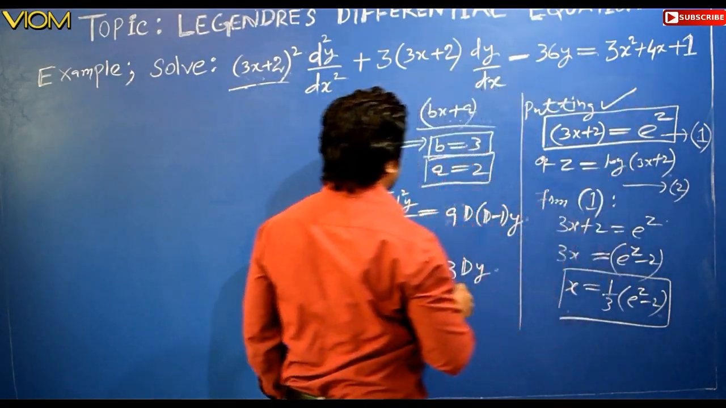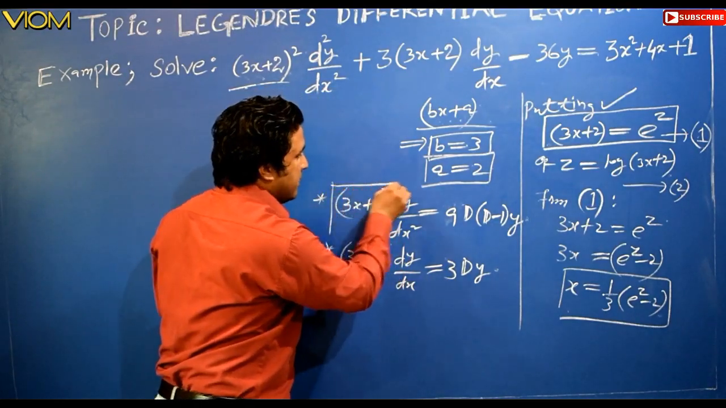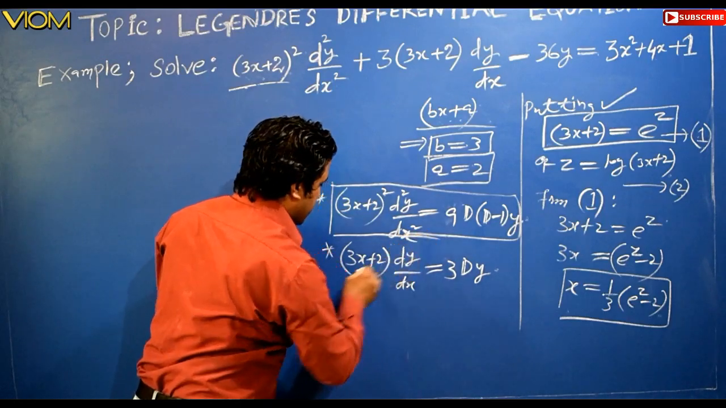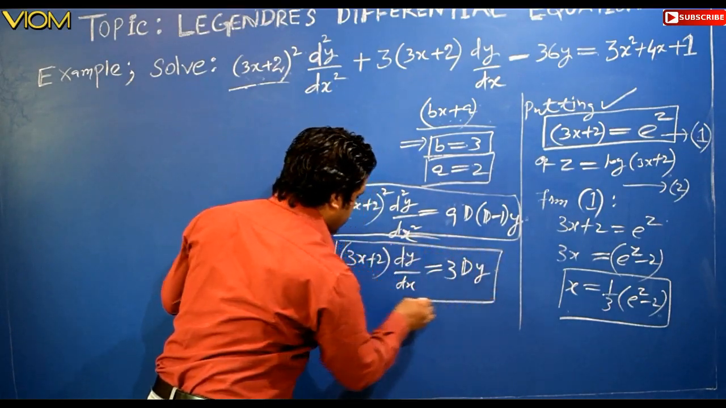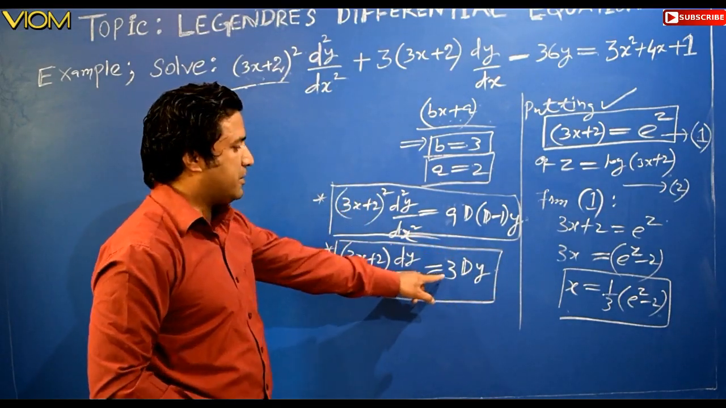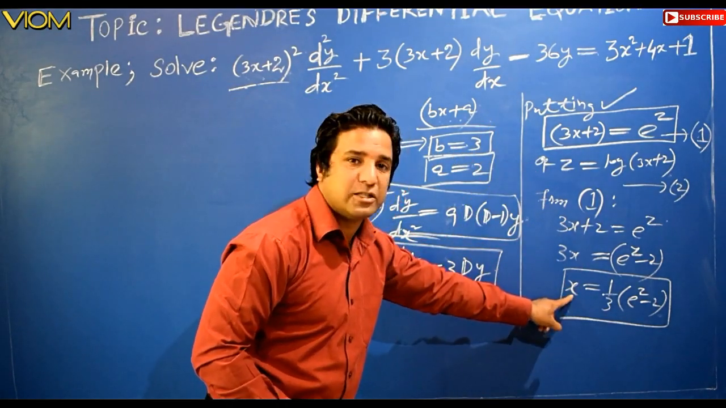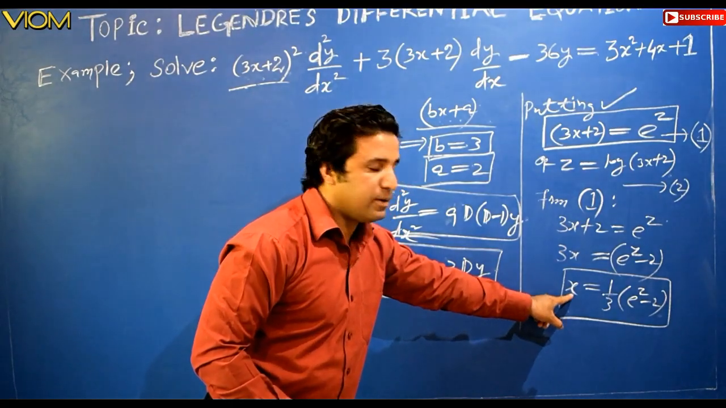I will use this one. This is the second element; I will use this one in the numerical. This is x square, I will use this. This is 3x plus 2 into dy by dx equal to 3 into d of y. And I will use this box too. This is the value of x, equal to 1 divided by 3 e raised to the power z minus 2.